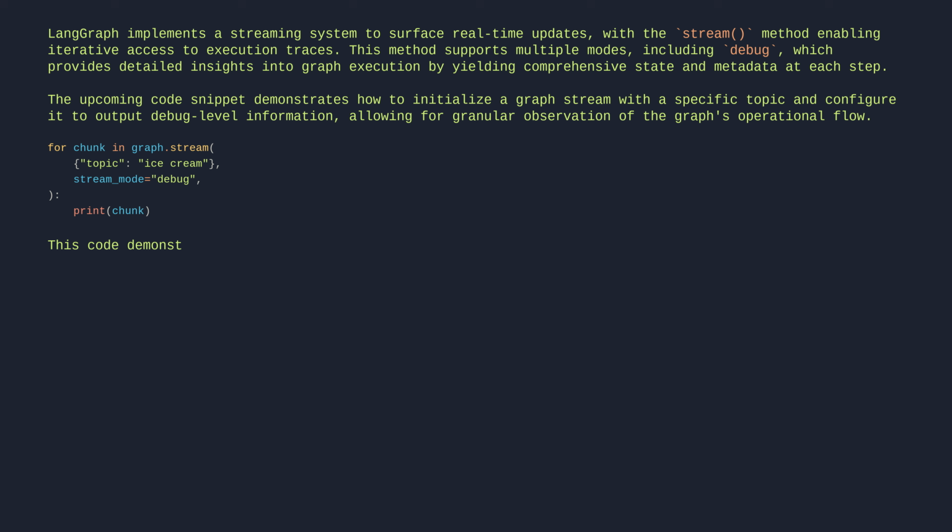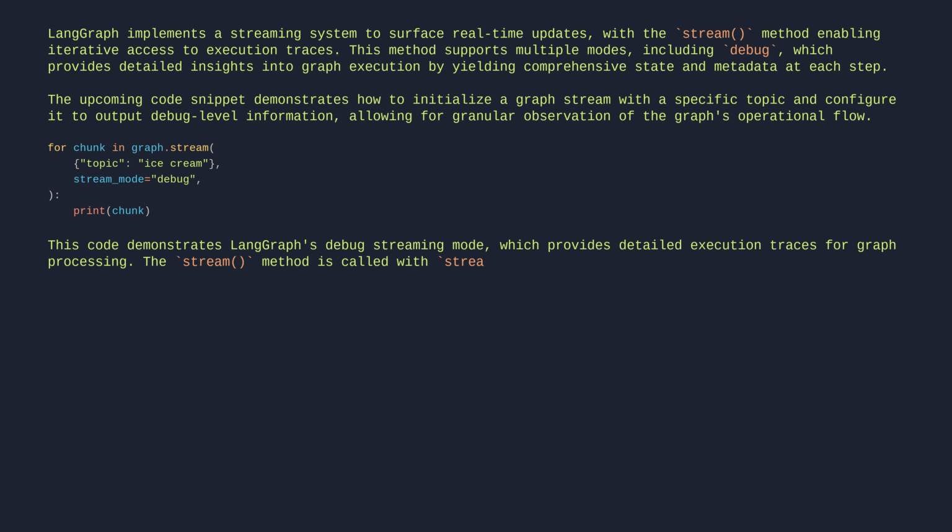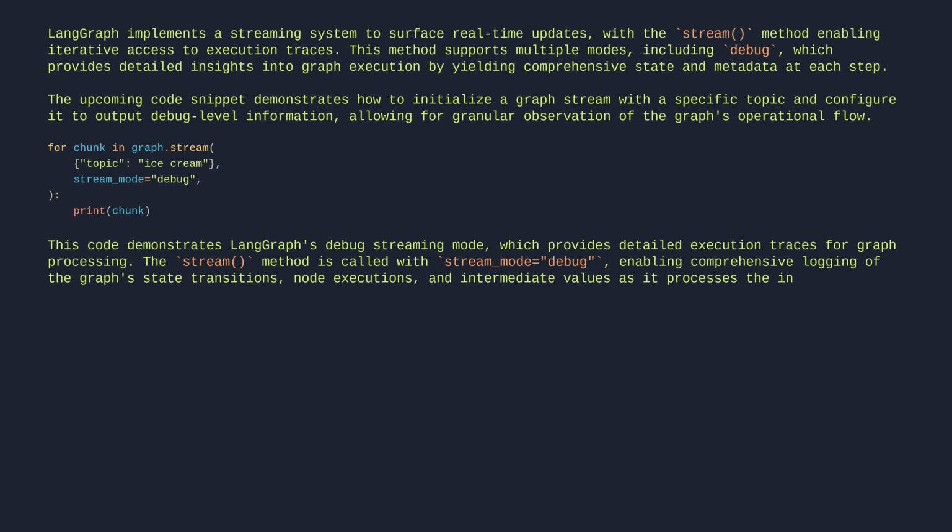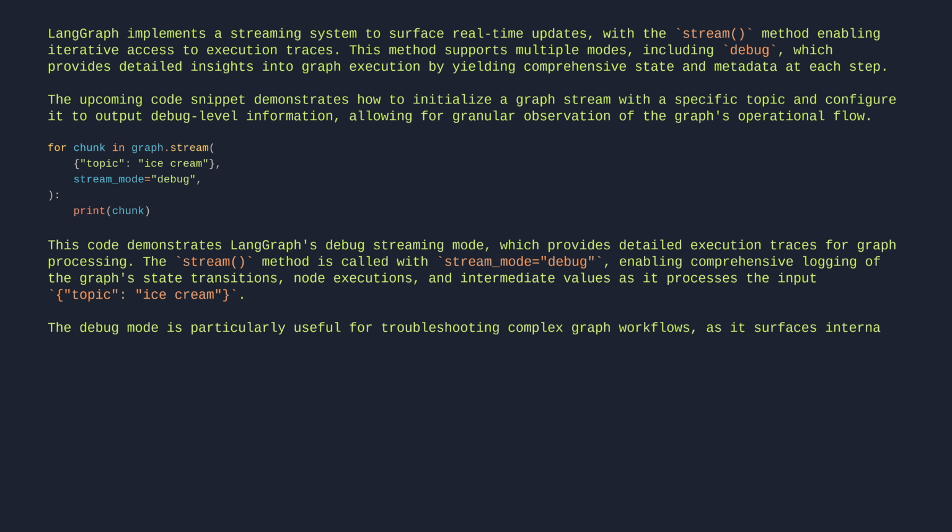This code demonstrates LangGraph's debug streaming mode, which provides detailed execution traces for graph processing. The stream method is called with stream mode equals debug, enabling comprehensive logging of the graph's state transitions, node executions, and intermediate values as it processes the input, topic, ice cream. The debug mode is particularly useful for troubleshooting complex graph workflows, as it surfaces internal execution details that aren't visible in other streaming modes like values or updates.